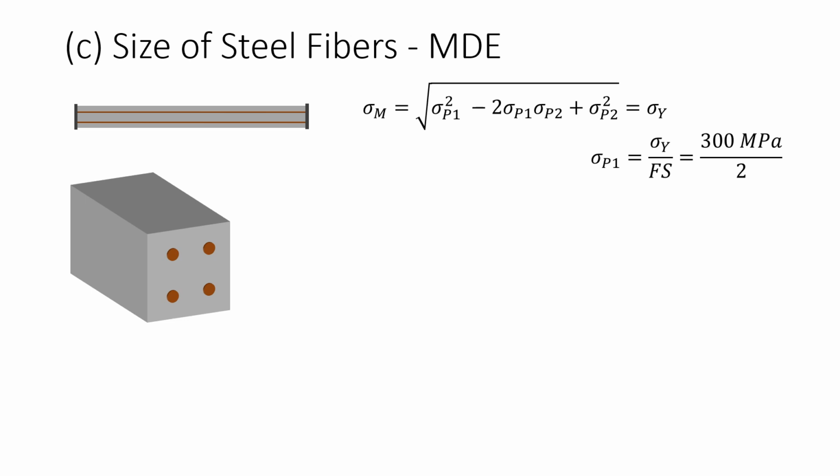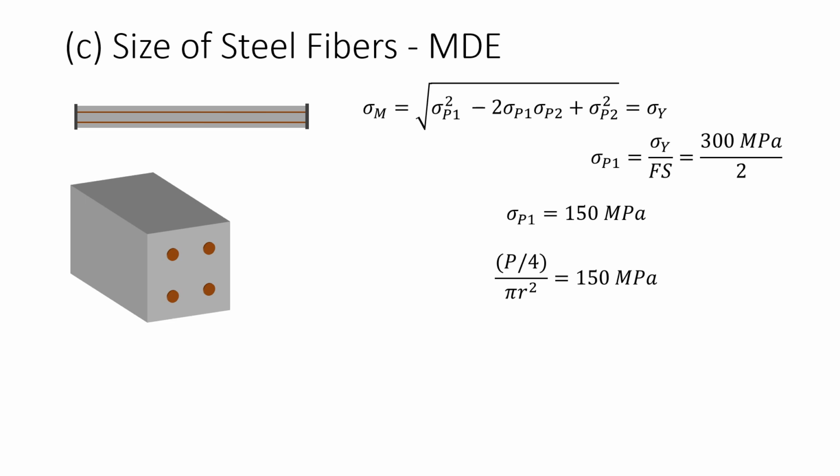We're also asked to use a factor of safety of 2, and we can sub that in at this point, which tells us that our first principal stress should be 150 megapascals. Since this is simple uniaxial stress, we can use our general equation for engineering stress as being the force over the area. We're assuming at this point that the force on each of the fibers is the same, which is why we're dividing P by 4.